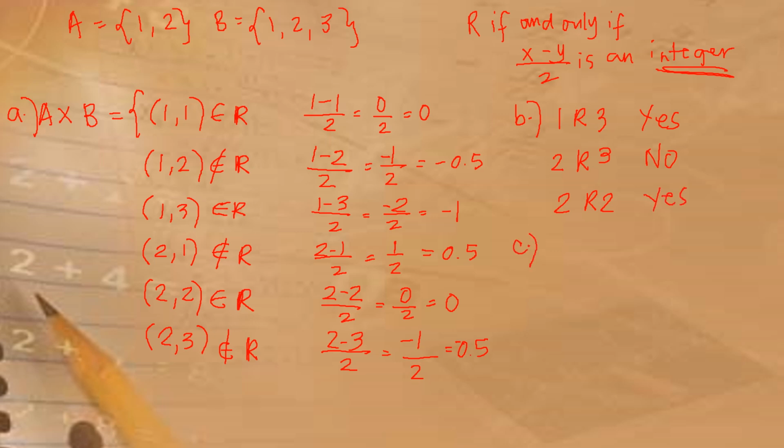Okay. In letter C, the question is, what are the domain and codomain? So it's simply set A is the domain and set B is the codomain. So the domain is the set of 1 and 2, and the codomain is 1, 2, and 3. So this is how we perform the relation of two sets.